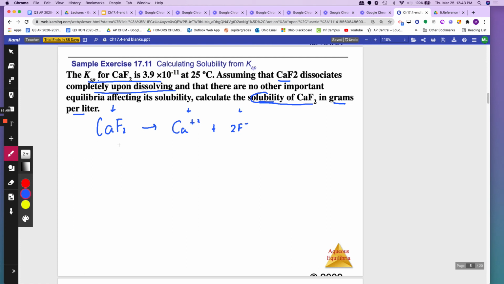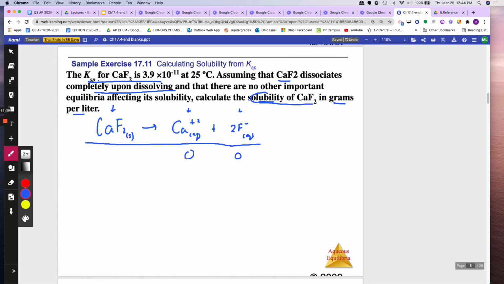So we're going to do the icebox. This is solid, so we don't really put that in the equilibrium. These are aqueous, right? So we know the Ksp. We know that we have, here's the icebox. In the beginning, we have 0 of these. Okay, and then we're going to subtract here. This will form. I'm not writing any here because it's all solid. So this is x, and this is 2x.